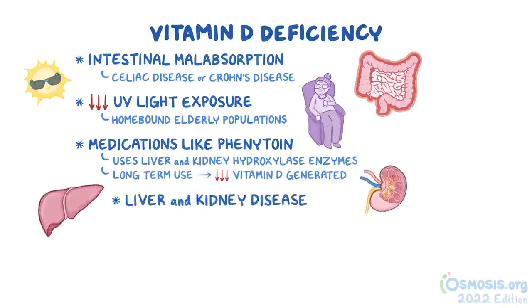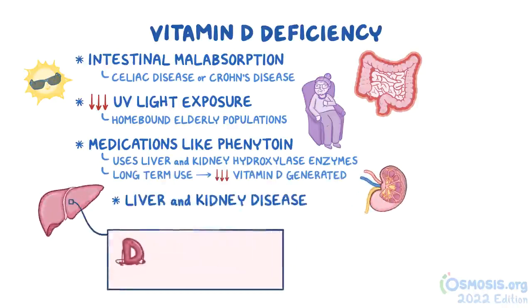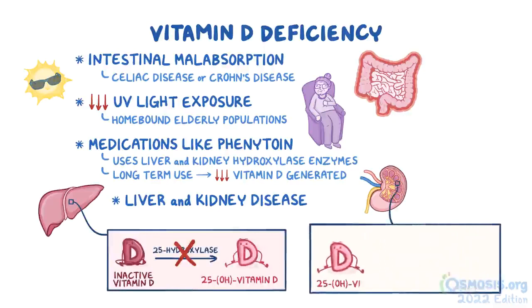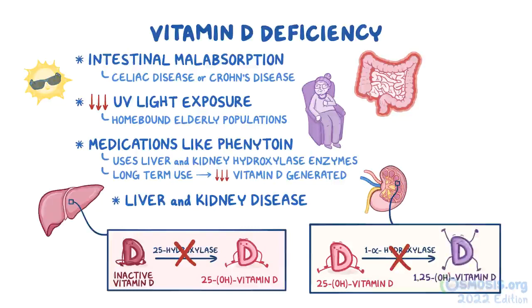For example, rickets or osteomalacia can occur in chronic liver disease due to the liver's inability to turn inactive vitamin D into 25-hydroxyvitamin D. The same goes for chronic kidney disease, where the kidneys can't turn 25-hydroxyvitamin D into 1,25-hydroxyvitamin D. Both conditions result in an active vitamin D deficiency, which leads to impaired bone mineralization.